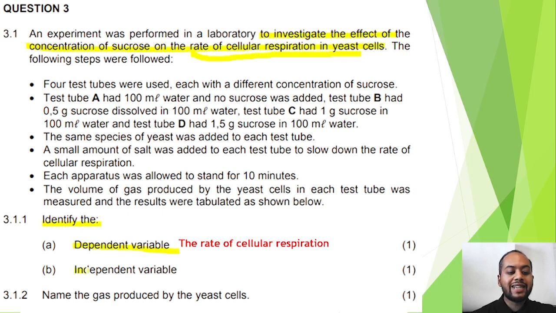Next question, you are identifying the independent variable. Which variable are you changing here? The concentration of sucrose. So the sucrose concentration is the answer. 3.1.2, you are naming the gas produced by the yeast cells for 1 mark. What gas should be produced by the yeast cells in this process? If we are testing for cellular respiration, what gas is produced? Carbon dioxide is produced.